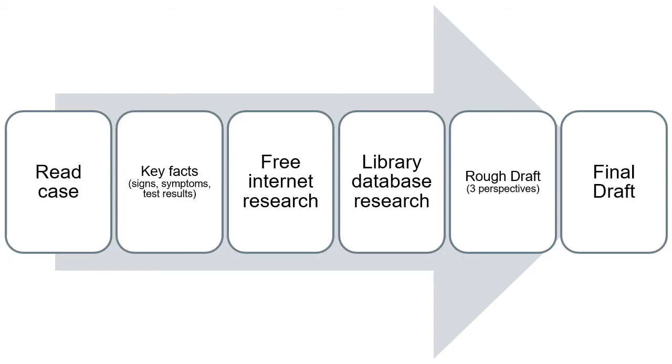Now, I will be providing some very specific steps and a timeline, but here's an overview. First, read the case carefully, don't panic. Next, identify the key facts by using the free internet. In other words, Google the signs, symptoms, and test results. Read through at least 6 different sources. After a while, you'll start to see a trend: the same 3 to 5 diagnoses popping up again and again.